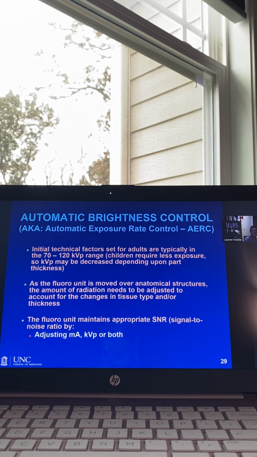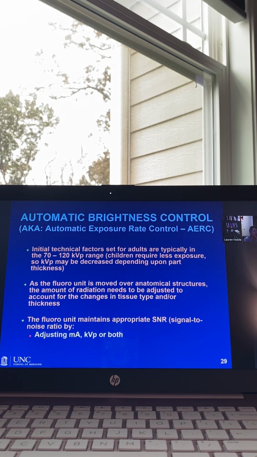Normally, when we start out, the kVp could be anywhere in the 70s to 120, somewhere in that neighborhood. But that kVp will vary potentially as that fluoro unit is moved. So we said yesterday that the unit could either adjust the kVp or the mA, or it could adjust both factors. It just depends upon how the vendor has set that equipment up. But it just adjusts the technique for the different tissue types.